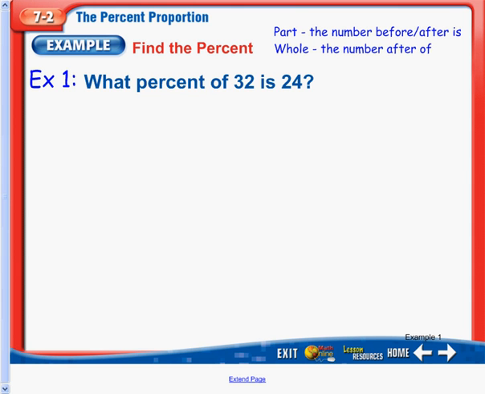Example 1 is: what percent of 32 is 24? And before we even read that, let's just write out our fraction equals another fraction or ratio. And we're going to have 100 on the bottom, percent on top, because n% is n over 100. So this percent sign is just a reminder to us that anytime we see a percent, the number is going to go right there, okay?